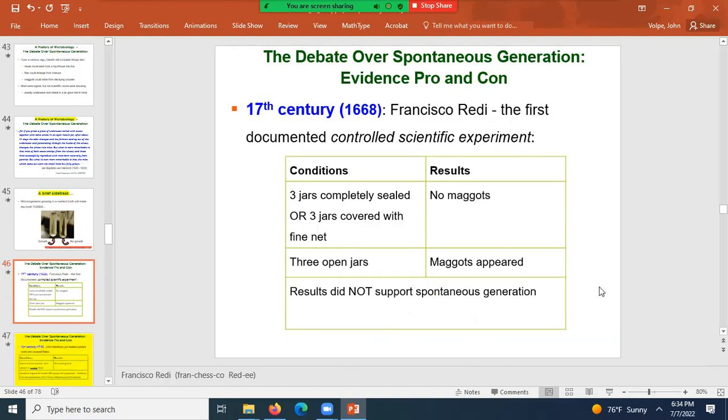The first debate about spontaneous generation was actually settled by Francesco Redi. You don't need to know the date, but Francesco Redi disproved the theory of spontaneous generation. And this was also the first time that a controlled scientific experiment was ever written up and reported in literature. So this is the first time a scientific experiment occurred, by Francesco Redi, and he disproved the theory of spontaneous generation.